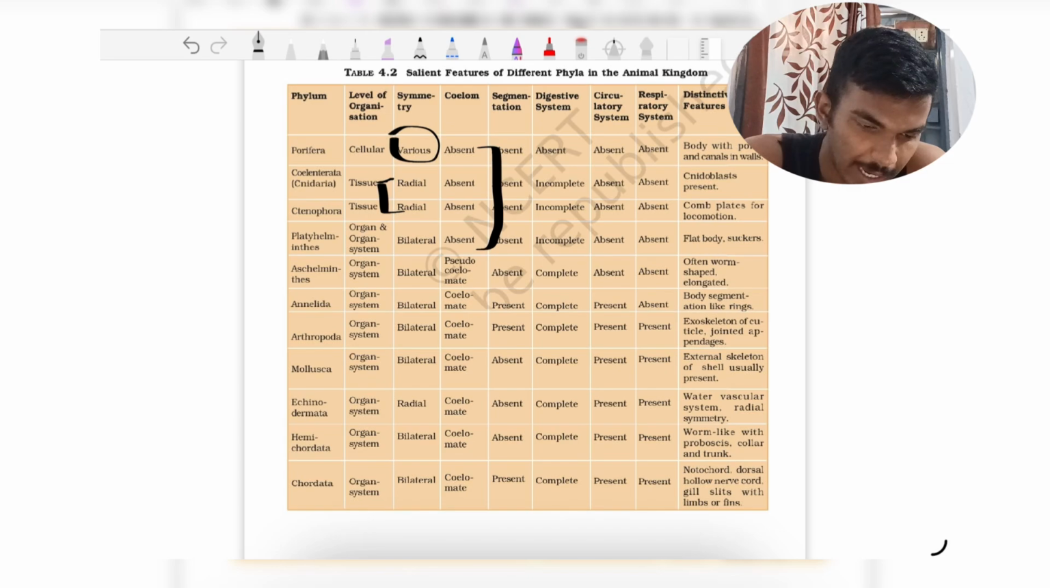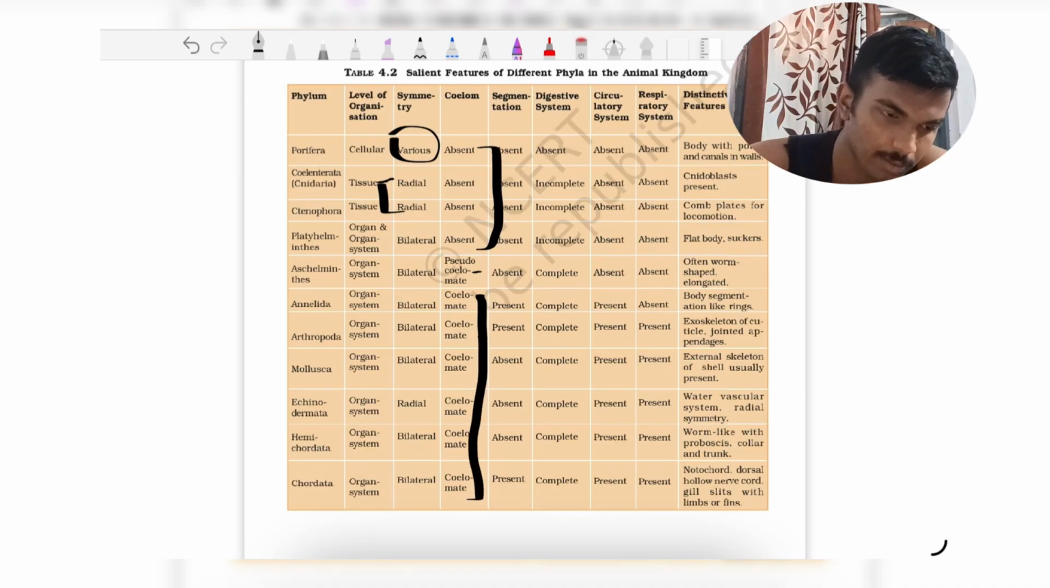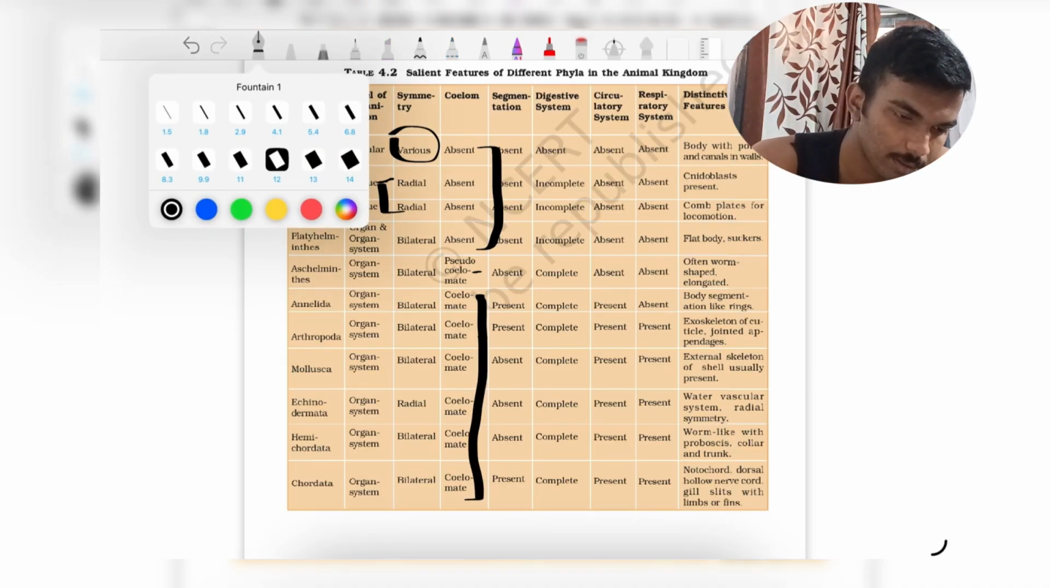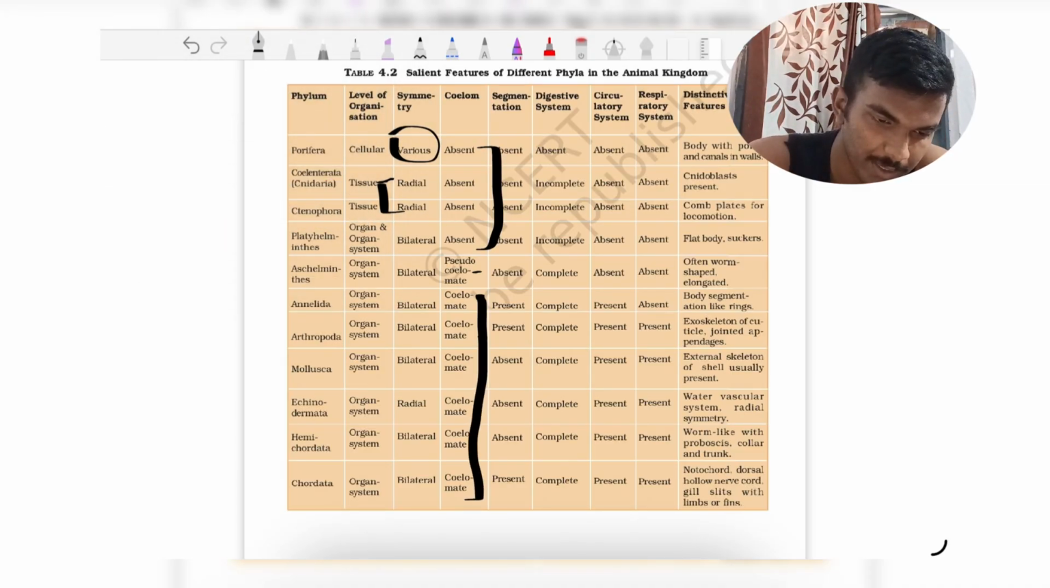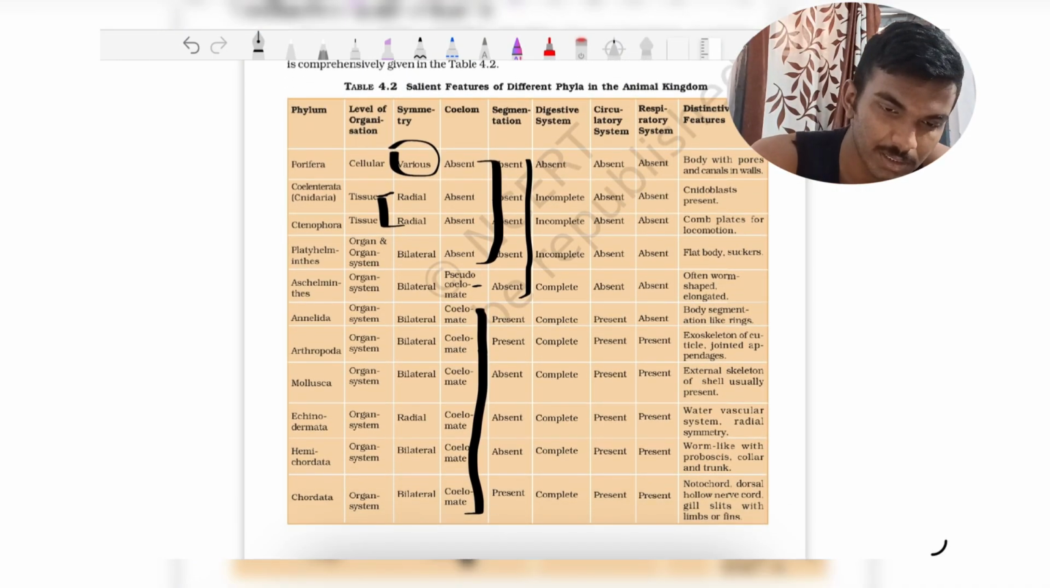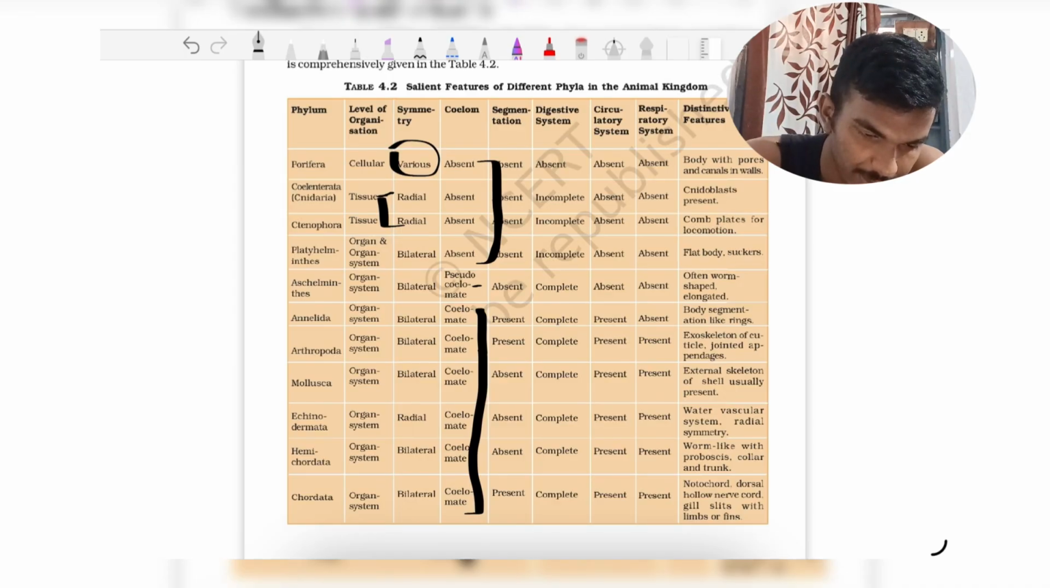Coelom is absent up to this point. Then pseudocoelom. Then coelomate. Then segmentation: absent, then present, then absent here. In segmentation, only 3 phyla have segments: Annelida, Arthropoda, and Chordata.